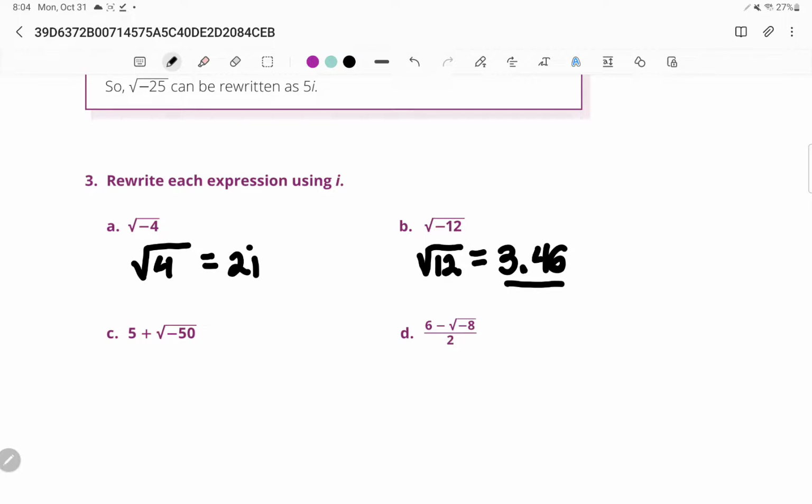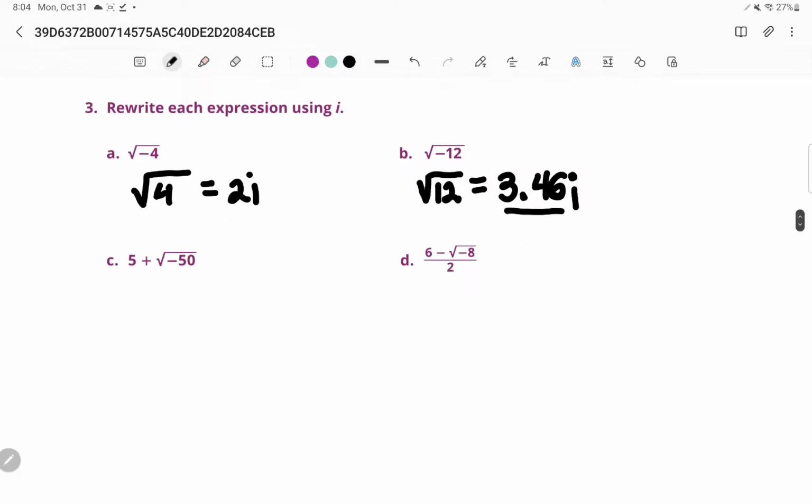Well, once I have that, I have to turn that into an imaginary number, which all I have to do is just add i to it. That's it. Now let's do another number.